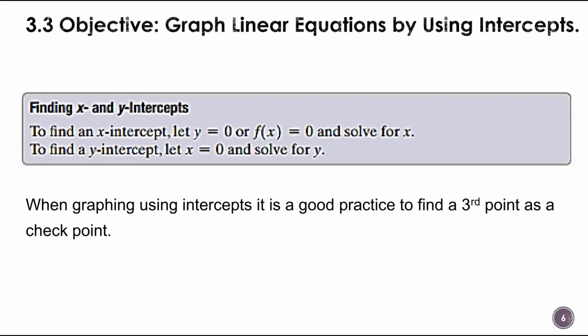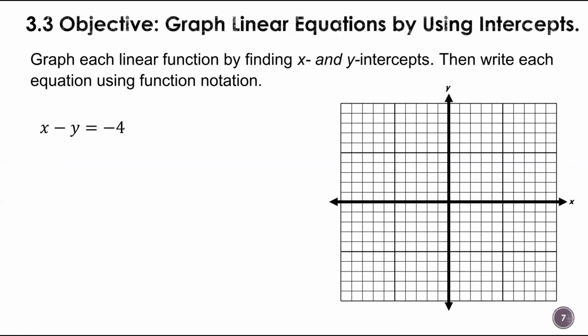So we may find that part of the time and we may not all of the time. We'll see. Okay? So next, we're going to find the x and y intercepts, and then also notice it says then write each equation using function notation. Okay, so that just means we solve for y and then replace the y with f of x.